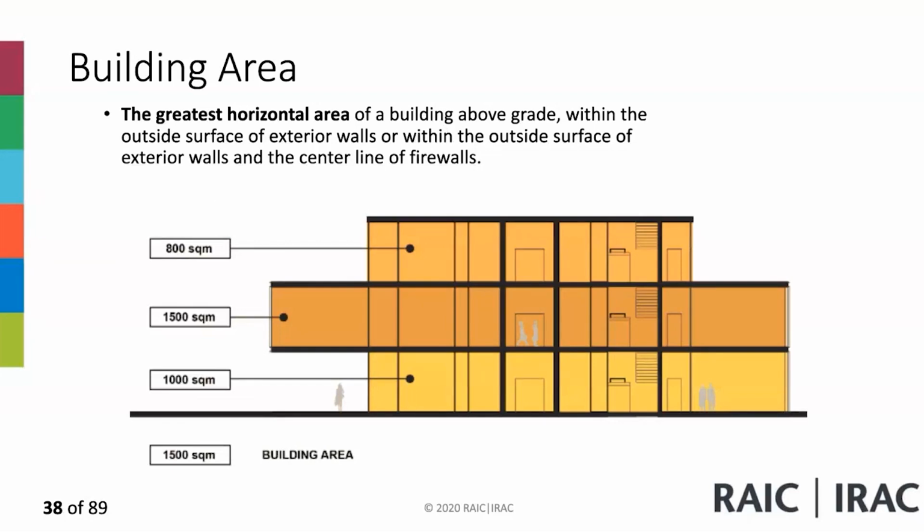Okay, building area. The greatest horizontal area of a building above grade within the outside surface of exterior walls and center line of firewalls. So if you're looking at this building, what is the building area? It's the maximum building area, so the greatest horizontal area. Is it 1,000, 1,500, or 800? 1,500. Yeah.